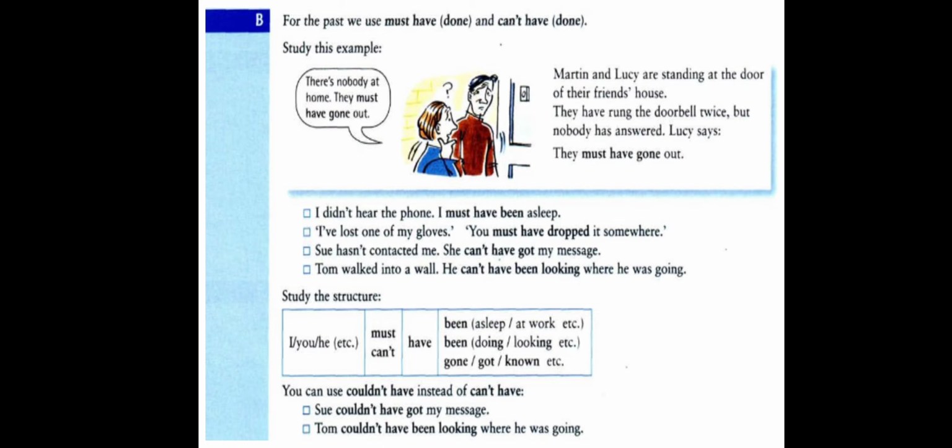To conclude: I have lost one of my gloves. The other person says you must have dropped it somewhere before that. If the person wants to say it without making an inference, he says you dropped it somewhere. And to make it an inference in the past, the person says you must have plus the past participle of dropped. It is dropped, so it becomes you must have dropped it somewhere.